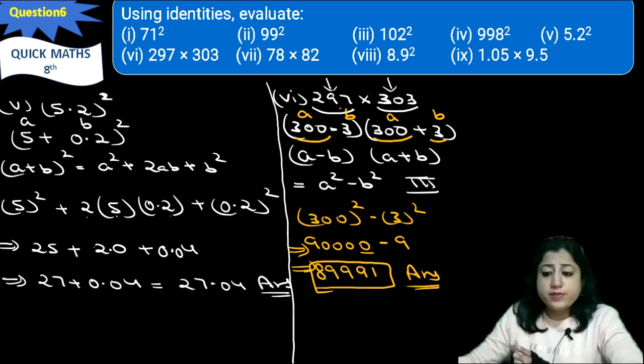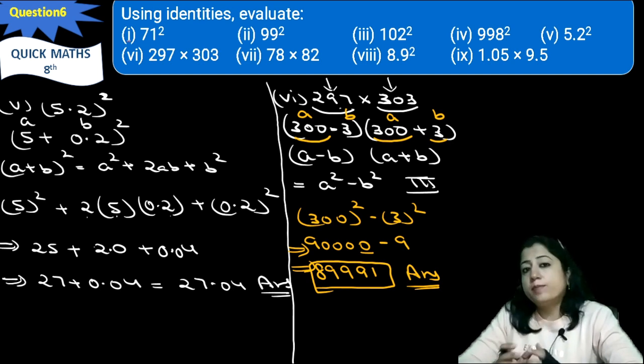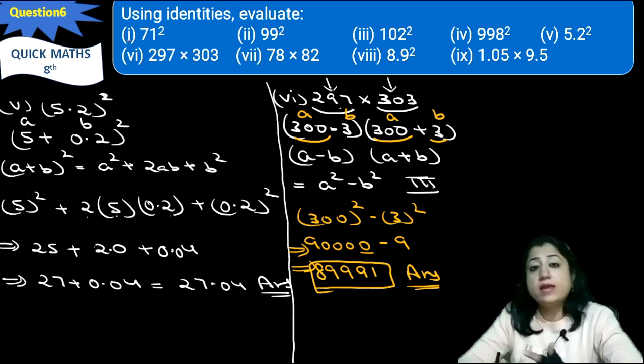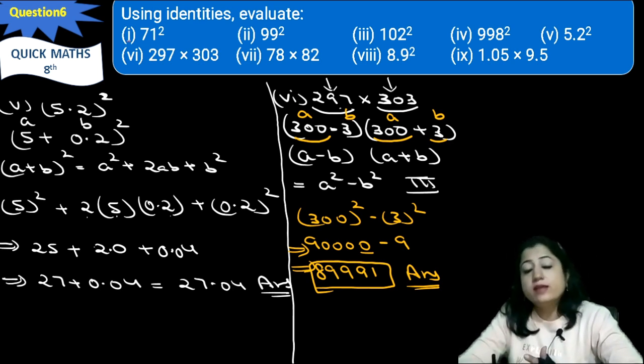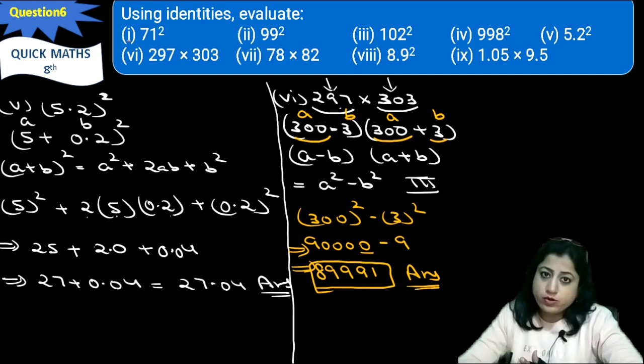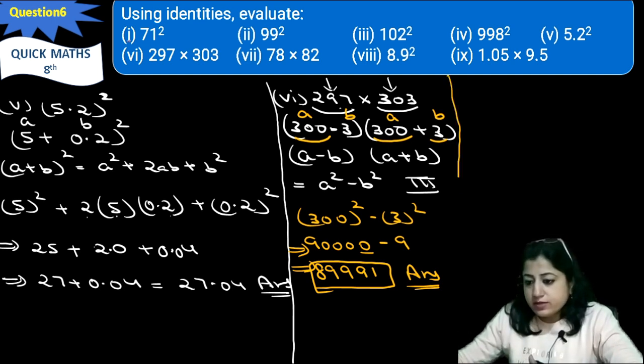We can just imagine that it is quite easy if we find the round figure closer to both the numbers, if it is possible, then add something to it and subtract the same number from it. Then we can apply the third identity, that is a square minus b square, and we can find the result.